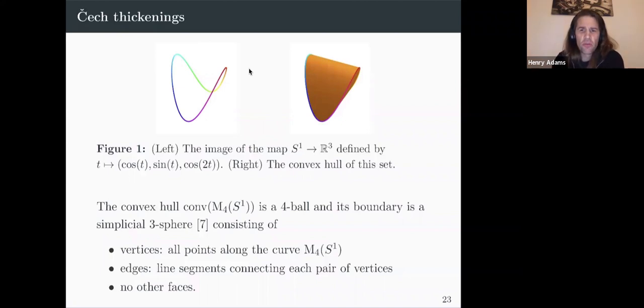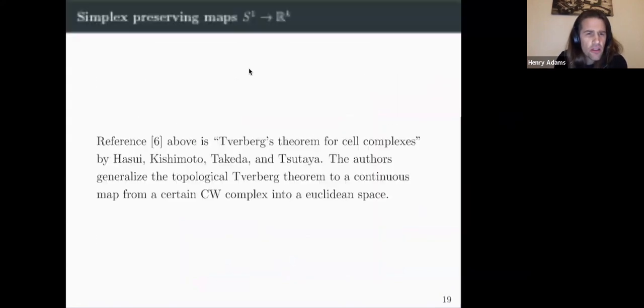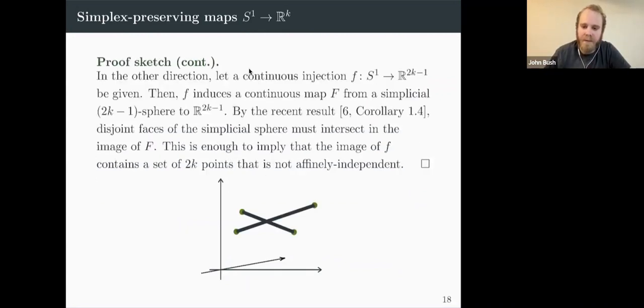So John, I was wondering if you could say a little bit more about this result by, was it Kishimoto, that you were using? Yes. So I'm applying specifically one result in this paper, which says that a continuous map from a simplicial n sphere to Rn necessarily has disjoint faces that collide in the image of the map. And this doesn't depend on taking an odd dimensional space. I should have made that more explicit, that their result is just for any simplicial n sphere to Rn.